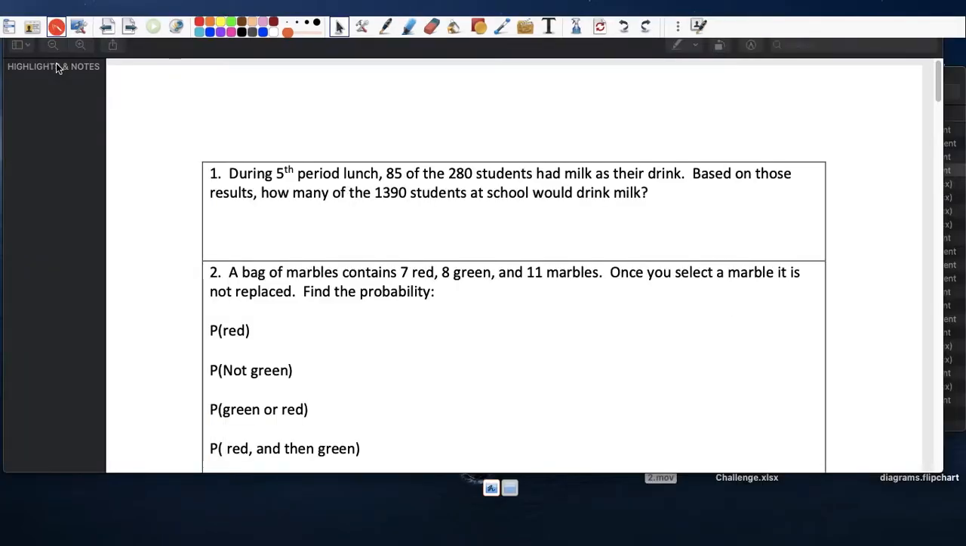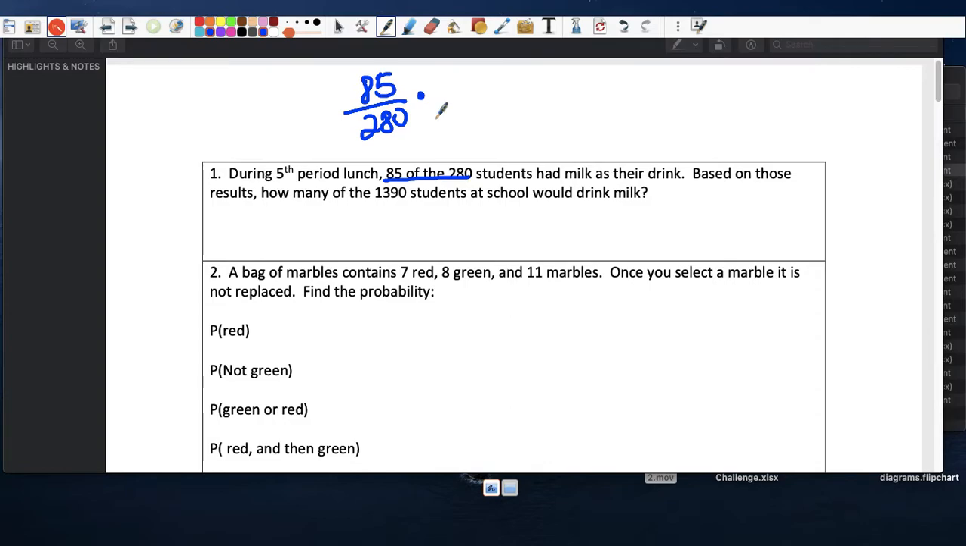Okay, so question one. During fifth period lunch, 85 of the 280 students had milk as their drink. Based on those results, how many of the 1,390 students at school would drink milk? So we did a little experiment, and we took a small sample of the students, and 85 out of 280 said they will drink milk.